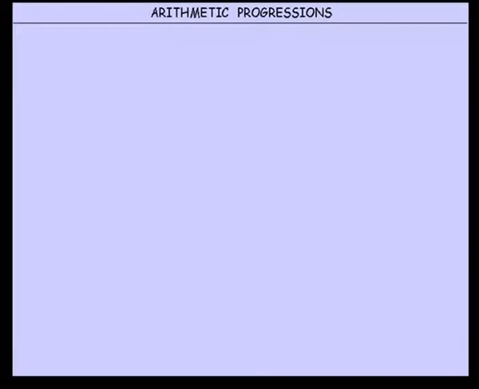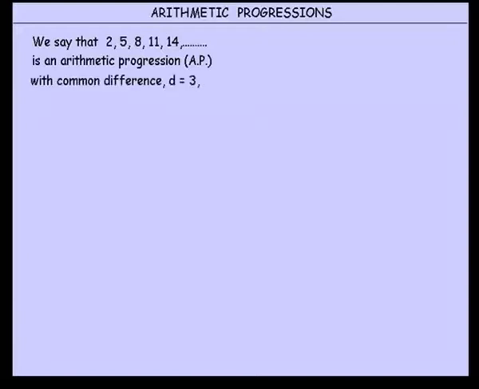We're now looking at what's known as arithmetic progressions. Now we can say that 2, 5, 8, 11, 14 is an example of an arithmetic progression, AP for short, with a common difference d equals 3 and the first term a equals 2.